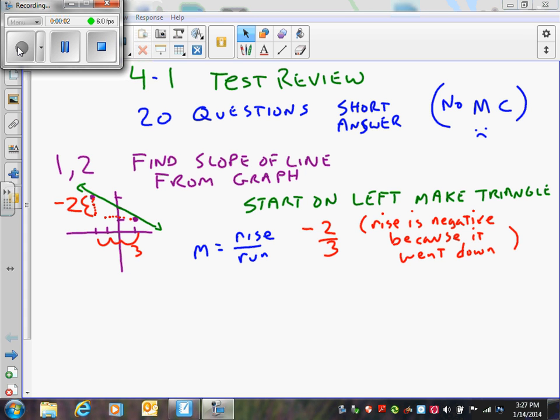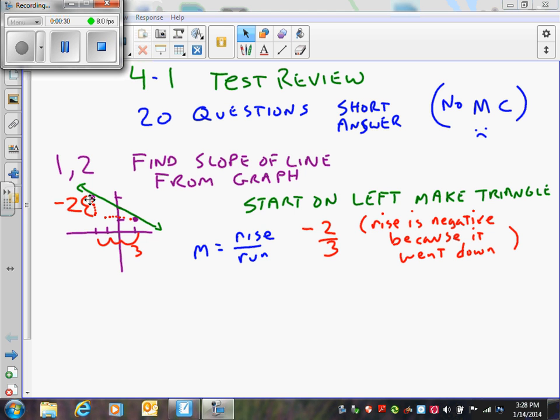This is Mr. Hanna with your test review for section 4.1, the graphing. There are 20 questions. It is all short answer. There are no multiple choice questions. Questions 1 and 2 ask you to find the slope of the line from the graph. It will be neatly labeled with dots on the line.